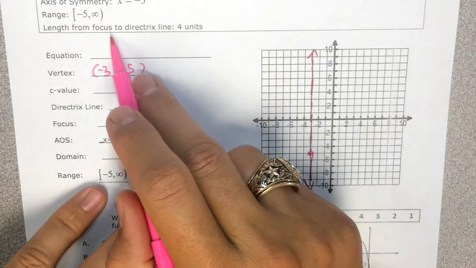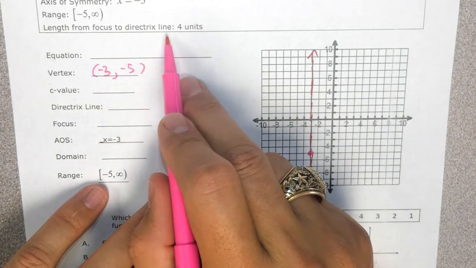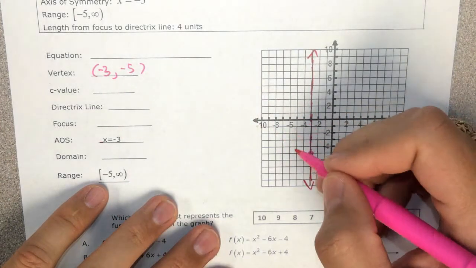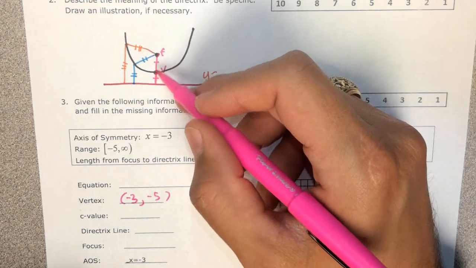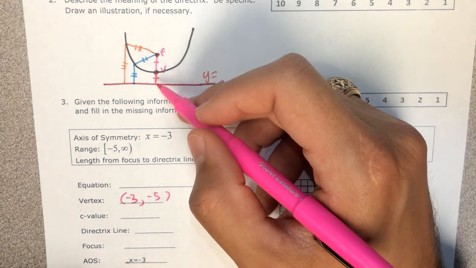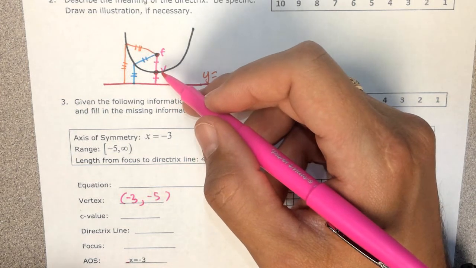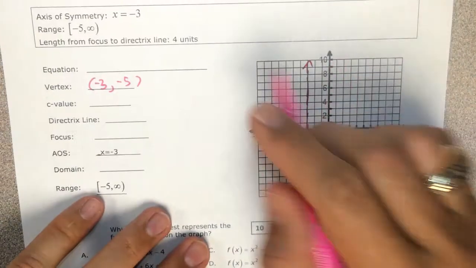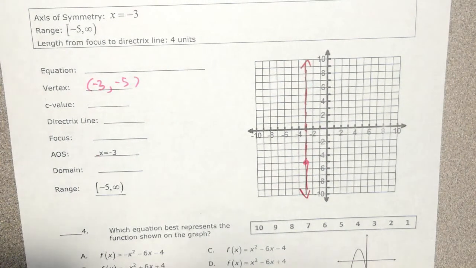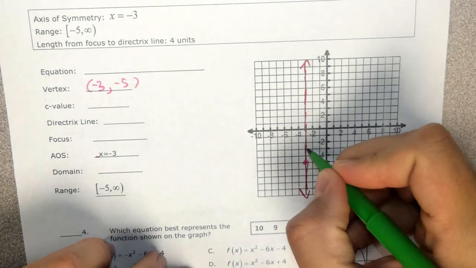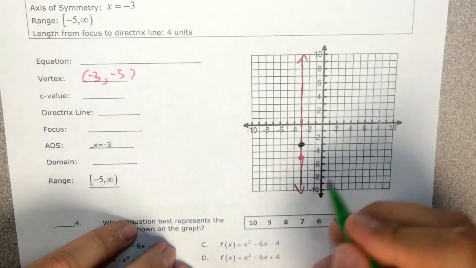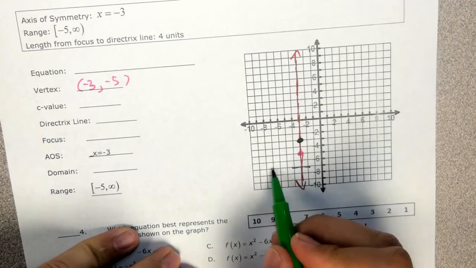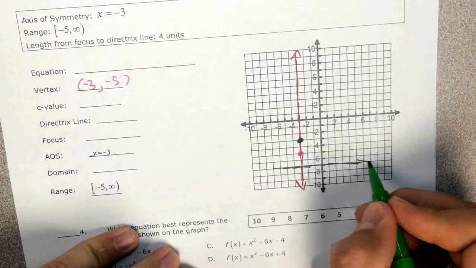Alright, and then the length from the focus to the directrix line is 4 units. Halfway in between is my vertex. So that's 4 units. If that's 4 units, 2 of those are going to be above, and that's going to be my focus, and 2 down is where my directrix line is going to be.